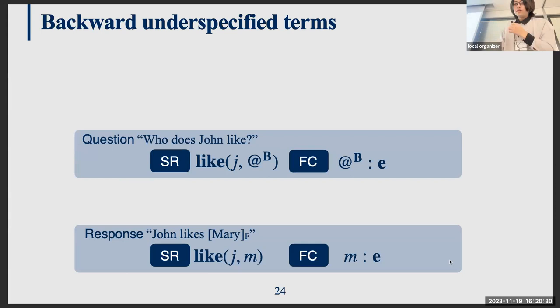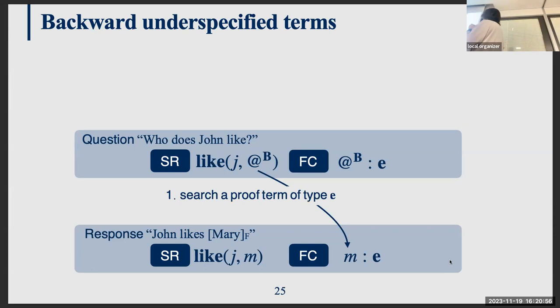And let's see how backward underspecified terms work. Suppose the question "Who does John like?" is uttered, and the response "John likes Mary," in which the object Mary is focused, is given. Then, firstly, the aspirant B triggers a proof search for a term of type entity, and the focus context for the response has a type assignment in which M is of type entity.